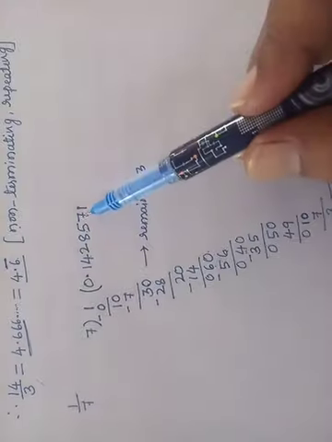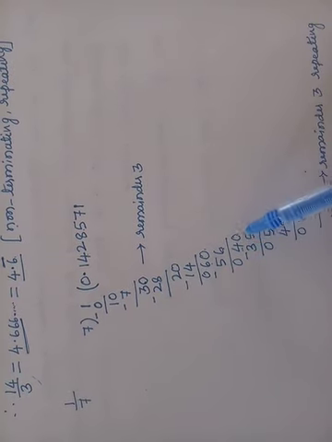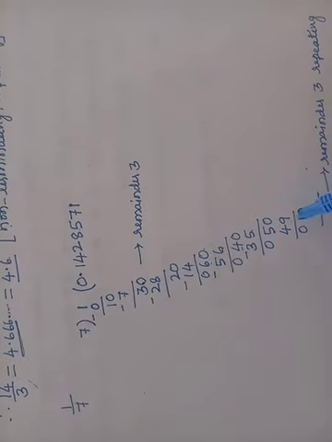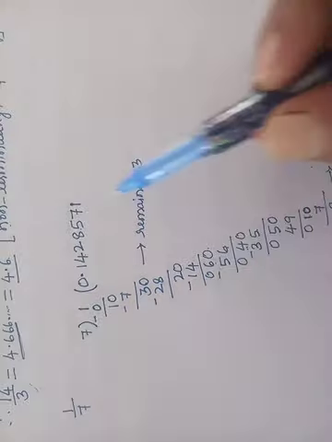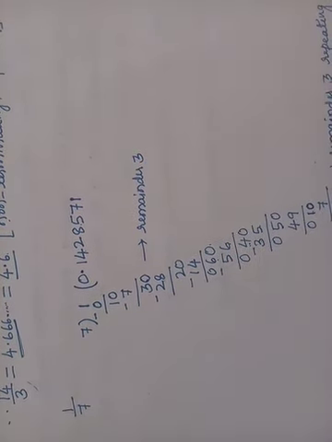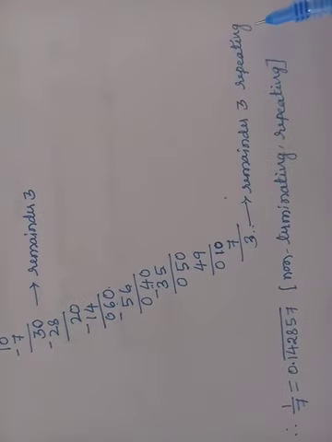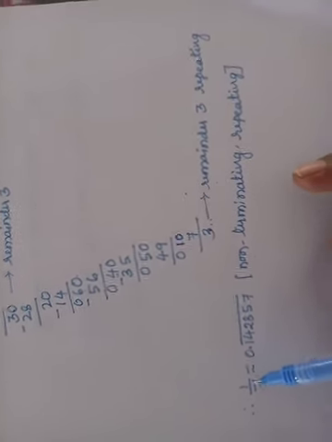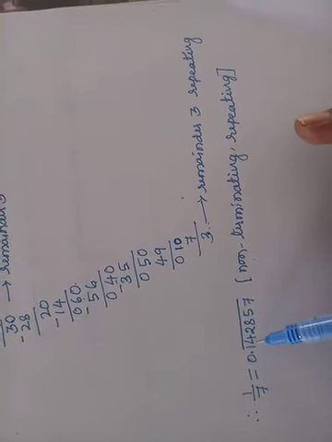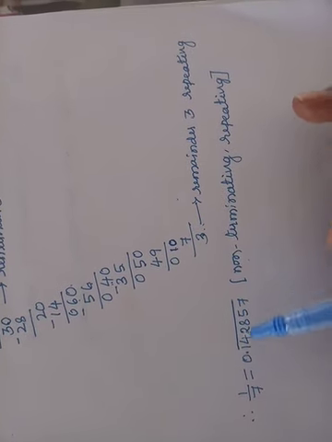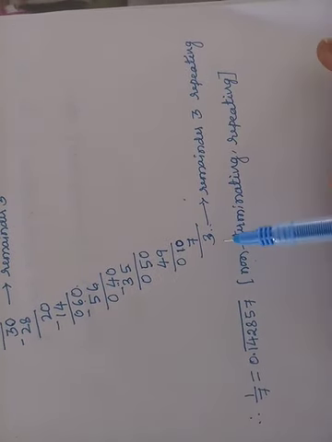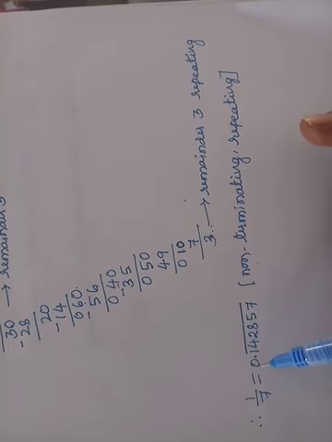Again 0. 7 fives are 35. 5 remainder. Next again 0. 50. 7 sevens are 49. 1 0. 7 ones are 7, remainder 3. See, in this case remainder 3 is repeated. Here also remainder 3. So remainder 3 is repeating here. Therefore, the decimal expansion of 1 by 7 is 0.142857. For all these digits, the bar above indicates what? These digits will again repeat. It is nothing but what?